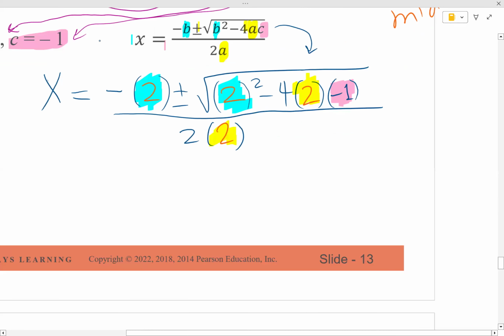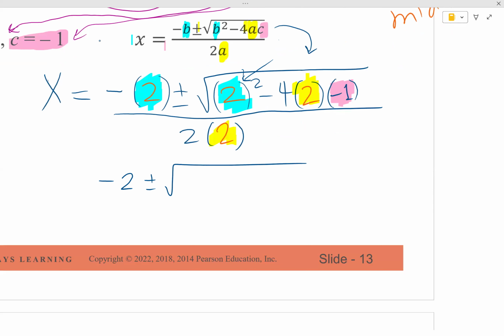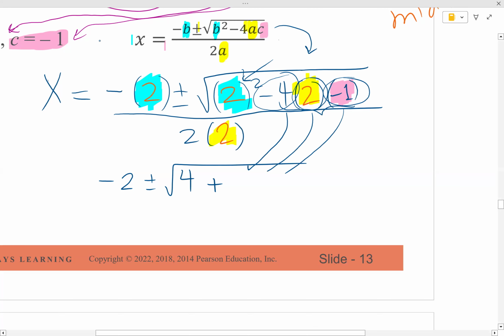Okay. Now I'll simplify that. -2. Okay. Plus or minus the square root of. We got 2 squared. 2 times 2 is 4. Minus, and I can multiply these together. Well, I have to be a little careful. It's a negative multiplied by a positive multiplied by a negative. That's 2 negatives, which actually makes it positive. And then it's 4 times 2 times 1, which is 8. Good stuff. Over, and then I've got 2 times 2 in the denominator, that's 4. So -2 plus or minus.